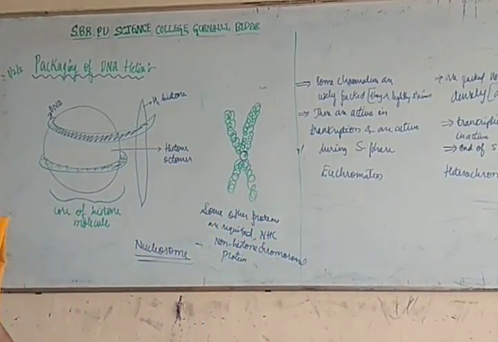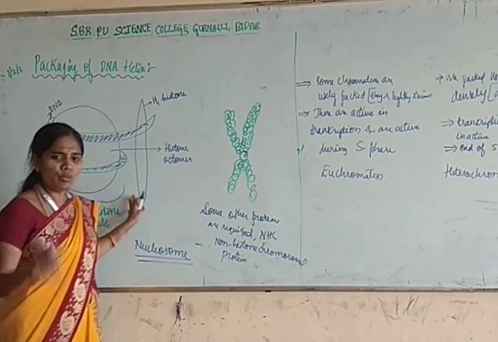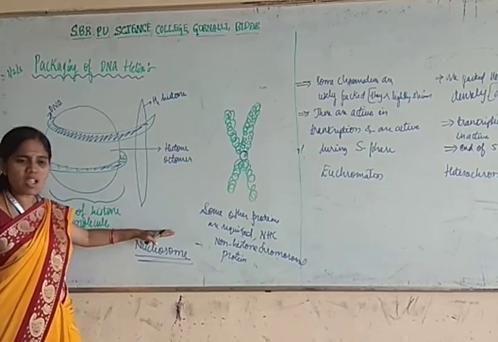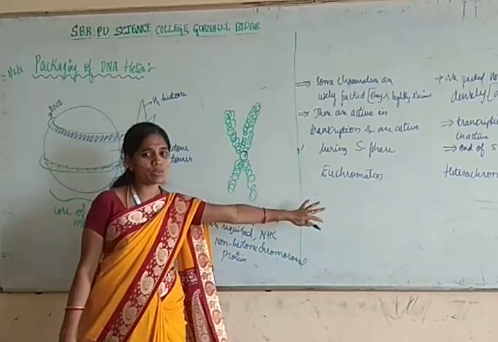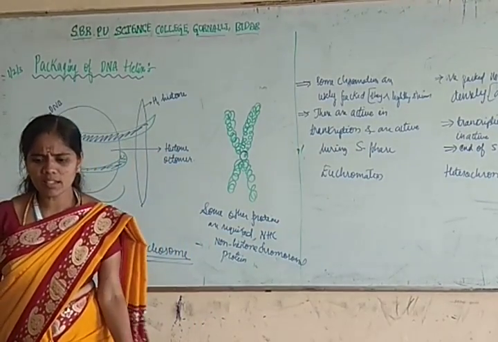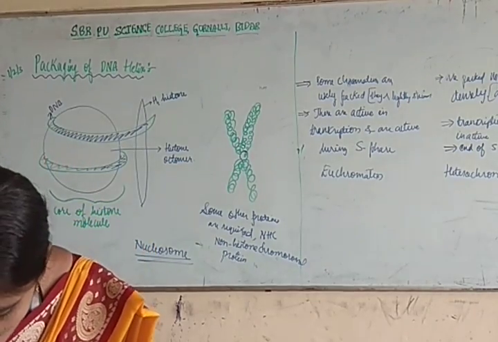Understood? When you are asked to explain the packaging of DNA, you have to draw this diagram and mention all those things, and it should also include the euchromatin and heterochromatin. Okay? Understood? Now, let us talk about the next topic.